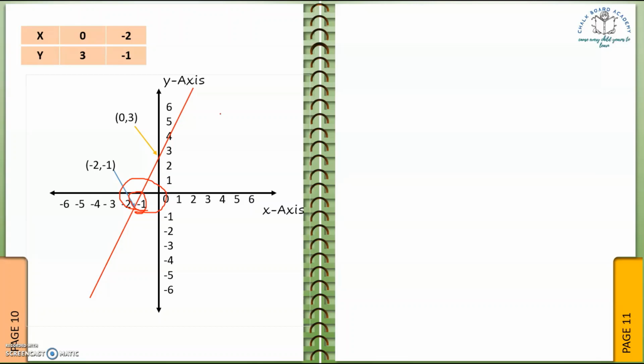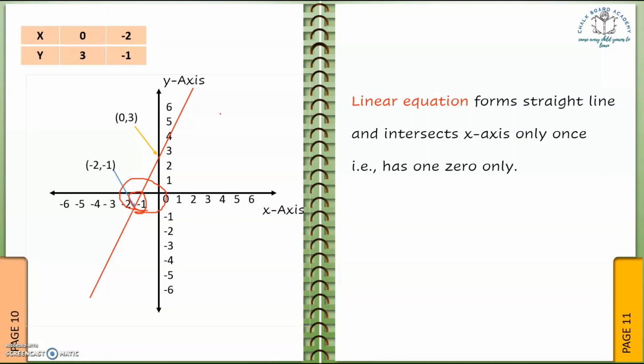So the number of times the x-axis is intersected by the line produced by the given equation is the number of zeros. So here a linear equation always forms a straight line and intersects the x-axis only once. So it has only 1 zero.